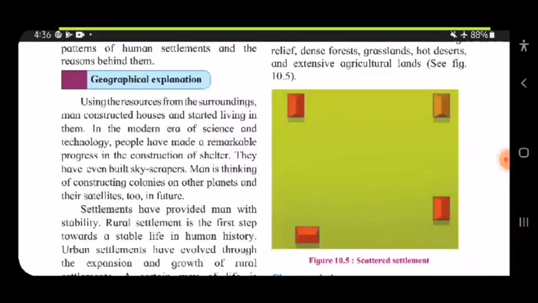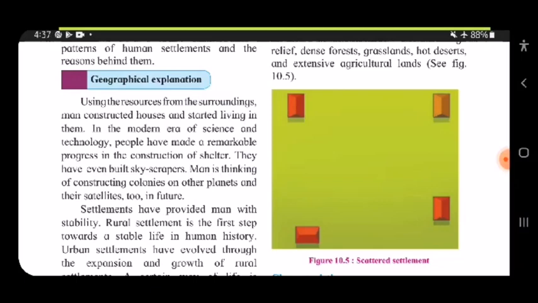Now we see people are living in different kinds of houses. Some are living in a bungalow, a building, a flat. So that is how man started changing his way of living. They have built even skyscrapers. Skyscrapers means very tall buildings. Man is thinking of constructing colonies on other planets and their satellites too in future.